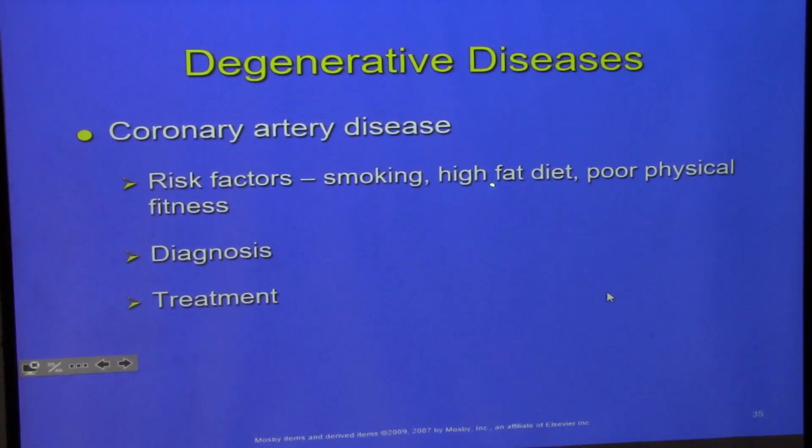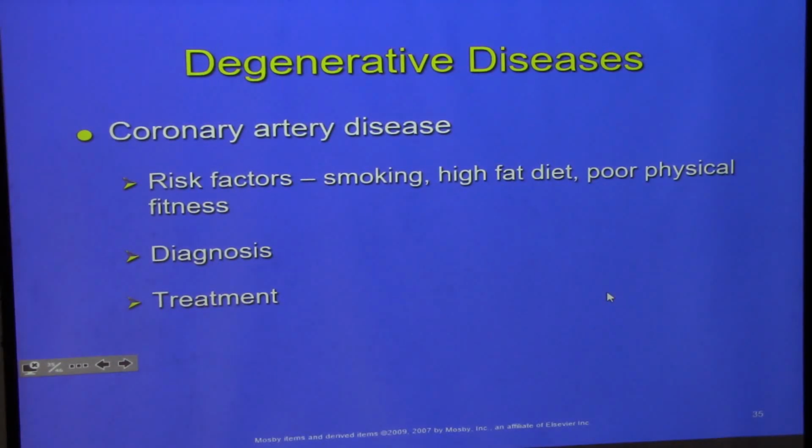And of course, if you're eating a way high fat diet, if you're eating too much cholesterol, then it's got to go somewhere. So the body just puts it all over the place. It can wind up in your gallbladder. It can wind up in your blood vessels. And of course, if you're in poor physical shape, then that increases your possibility for getting coronary artery disease.